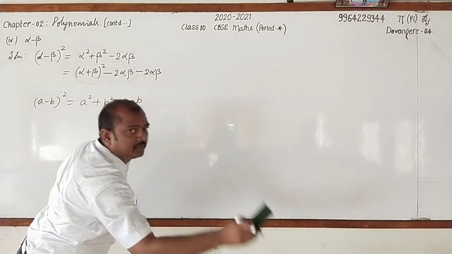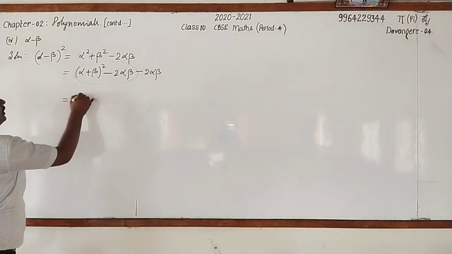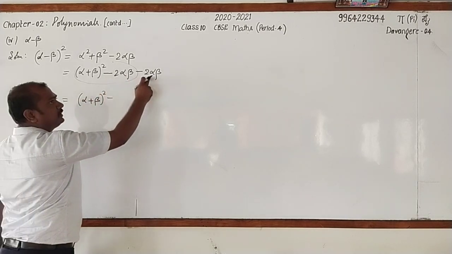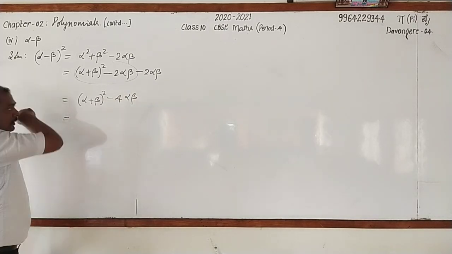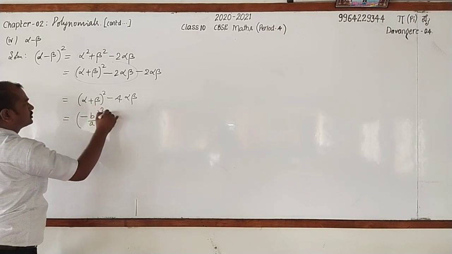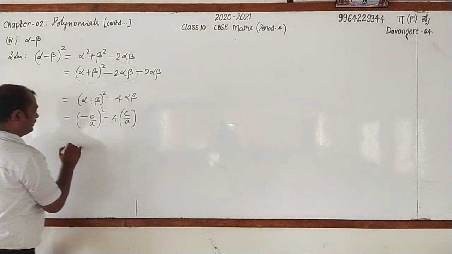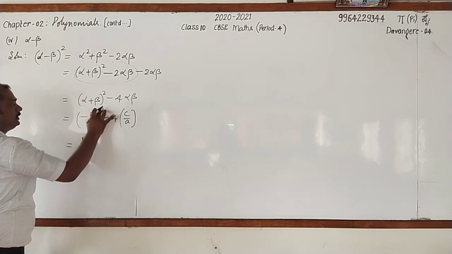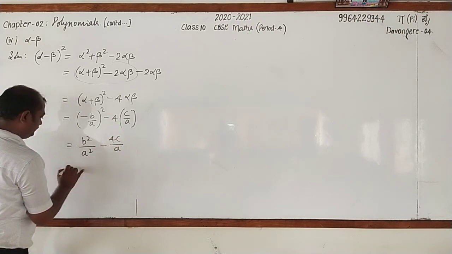Hope you have understood. In the second problem only we came to know that. Now this is equal to alpha plus beta whole square. What is minus 2 alpha beta minus 2 alpha beta? Minus 4 alpha beta. Now what is alpha plus beta? This is minus b by a whole square minus 4 into alpha into beta. This is c by a. It is equal to minus b whole square, it is b square, a whole square, it is a square, minus 4 into c by a.